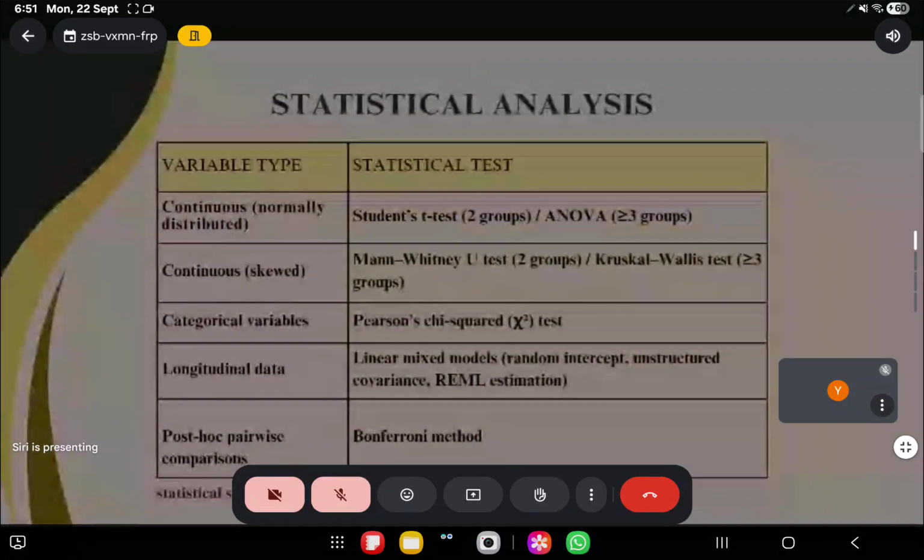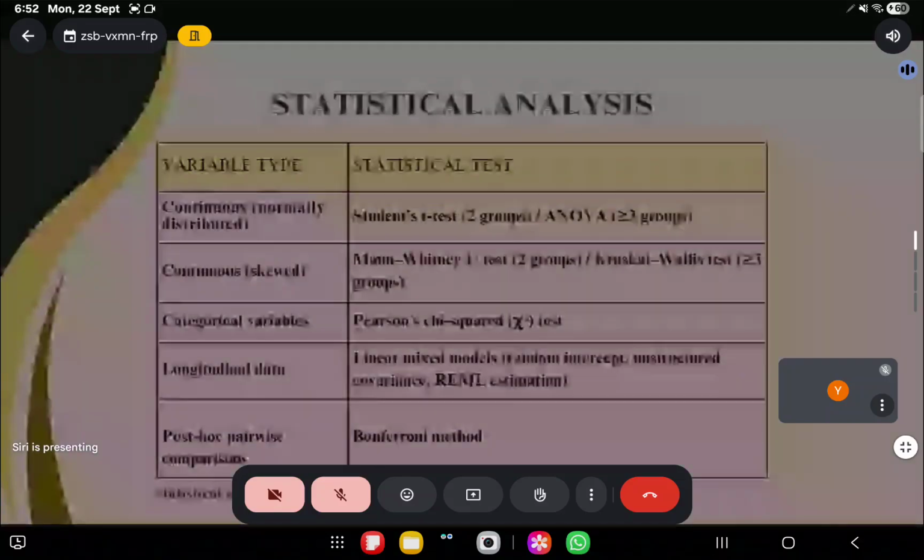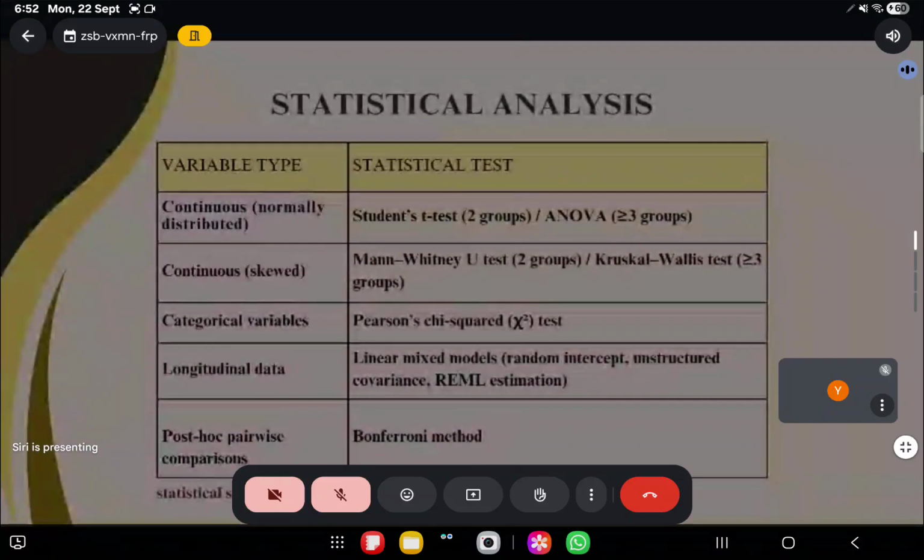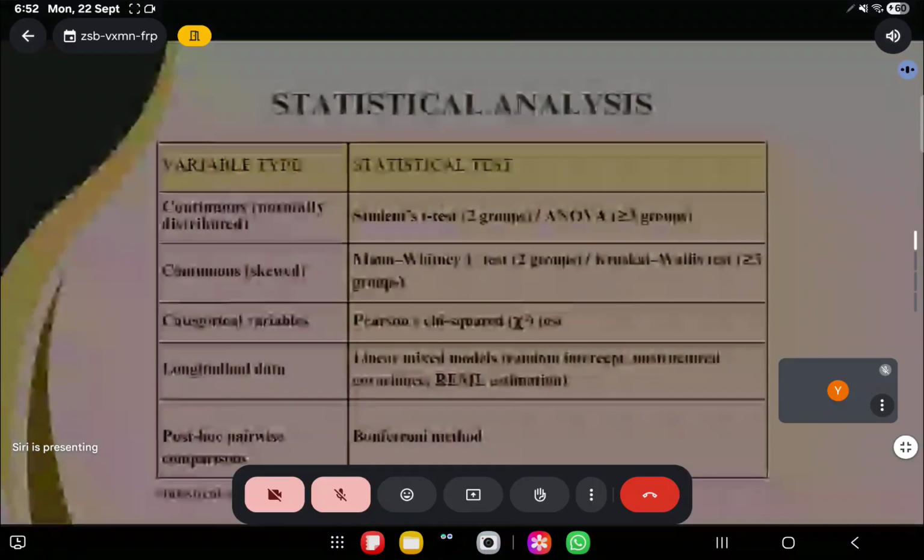Yes, yes. Okay, thanks. So coming to the statistical analysis used in the paper, we used several statistical tests depending on the variable types. Continuous normally distributed data were analyzed using the student t-test and ANOVA. Continuous skewed variables were analyzed using the Mann-Whitney test and Kruskal-Wallis test wherever applicable. Categorical variables were analyzed using Pearson's chi-square test, and longitudinal associations of testosterone, free androgen index, and PCOS with cardiorespiratory fitness and grip strength were analyzed using linear mixed model analysis.